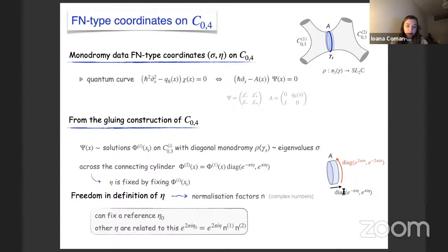Now, this leaves an ambiguity in the definition of this coordinate, which is fixed when these functions are fixed on their corresponding three-puncture sphere. Now, such functions phi can be written in terms of solutions to the hypergeometric equation with a residual freedom on each of the two three-puncture spheres encapsulated by a complex number, which determines the relative normalization of the two solutions. So now the punchline with all of this is that it is possible to fix reference coordinates, call it eta zero, somewhere in the moduli space. And then any other choice will be related to this one through the corresponding normalization factors n here.